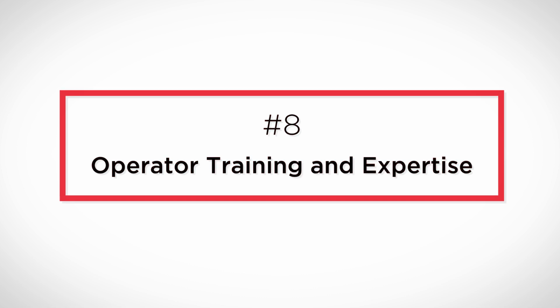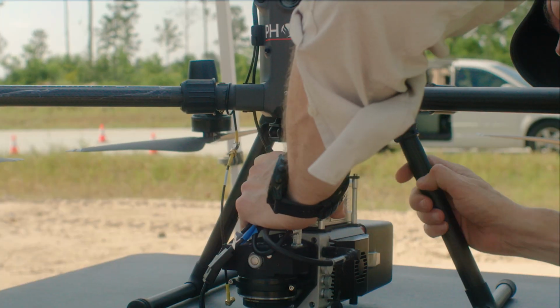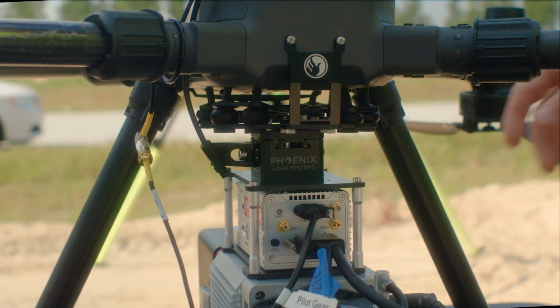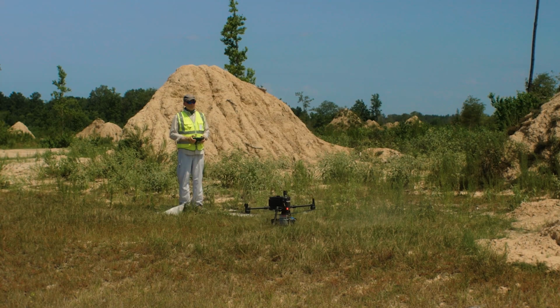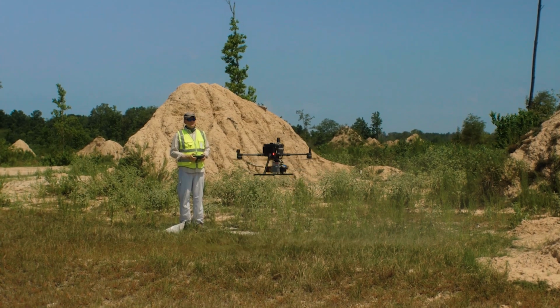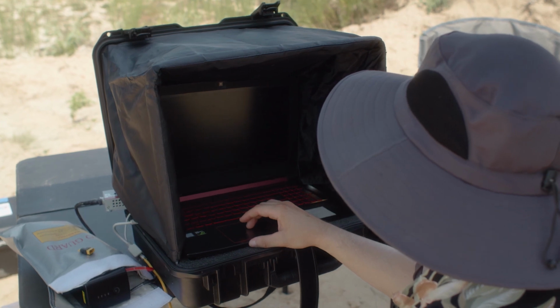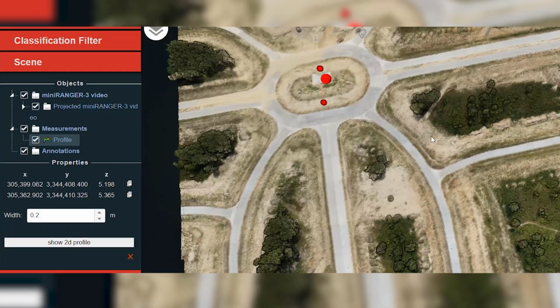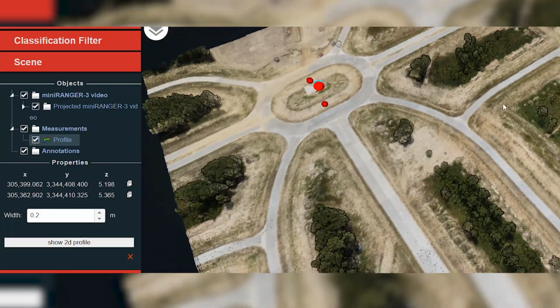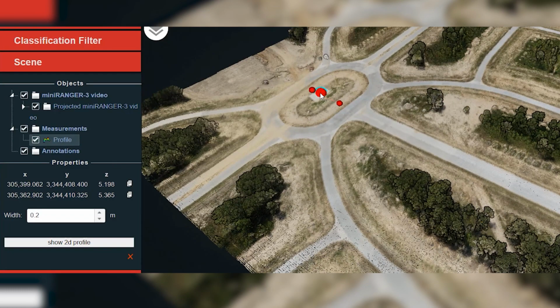And number 8, operator training and expertise. To maximize the effectiveness of drone LiDAR systems in utility applications, operators should be well-trained and experienced in drone piloting, LiDAR data collection, and data processing. This ensures accurate and reliable results, minimizing the risk of costly errors or omissions.